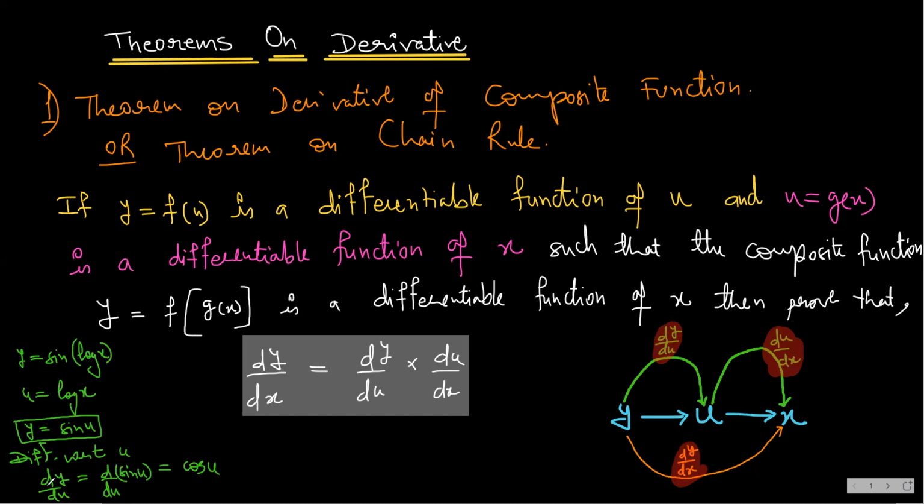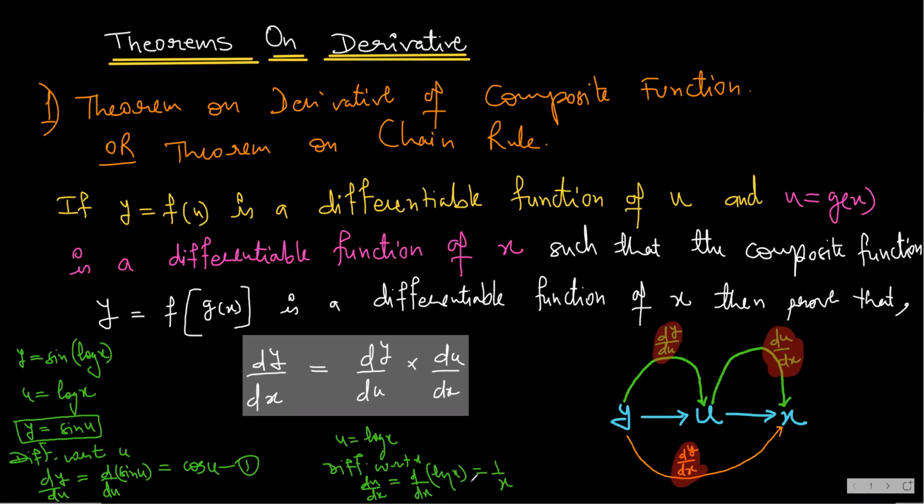Okay, you got d by du of y. Further, what is u here? I'm sorry, not y, it is u. U is log x. So if u is log x, you differentiate this with respect to x because it is a function of x. So what do you get? You get d by dx of u as d by dx of log x, which is equal to 1 upon x.